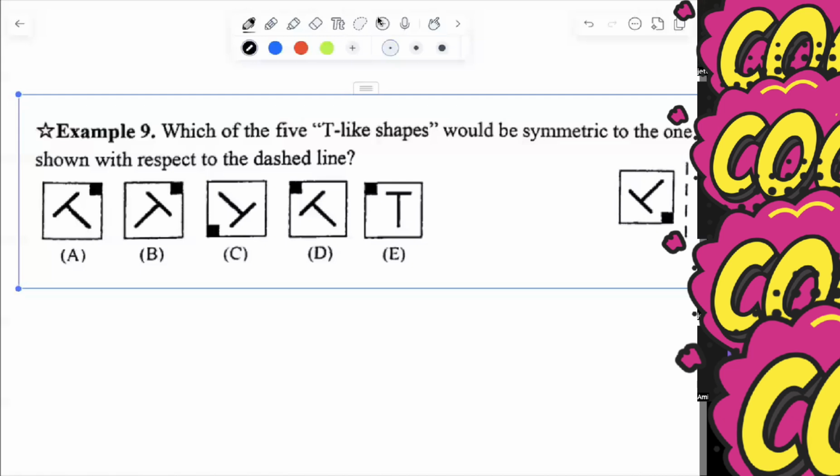What's your question? I cannot see. Can you see now?